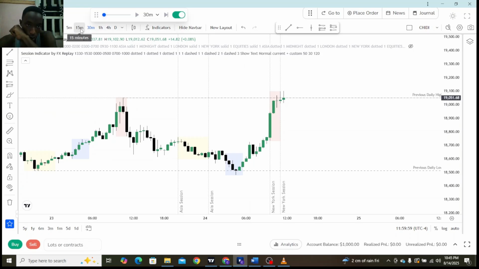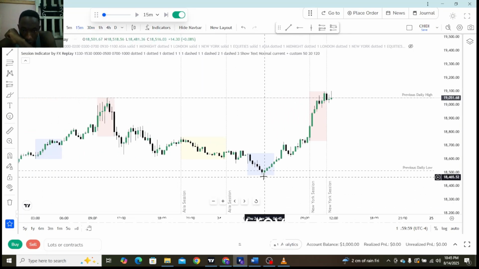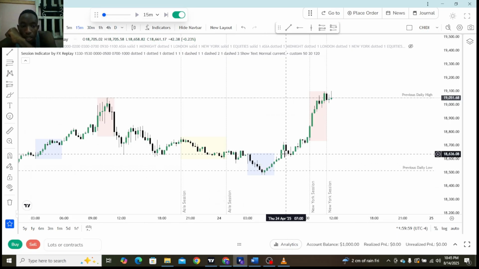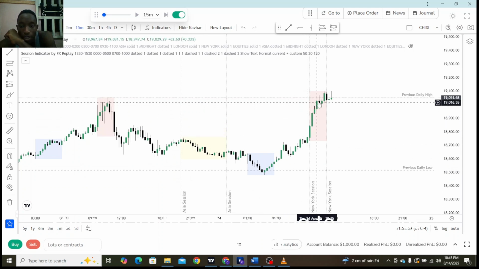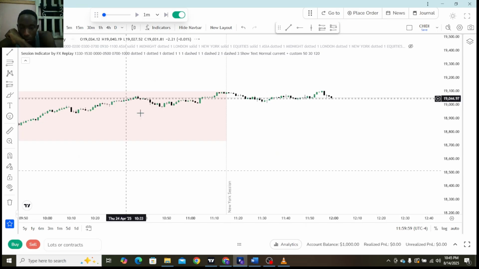So let me just drop down a bit. The smart money reversal already happened during London. But you can still anticipate price running to the previous day's high. Let me show you how.